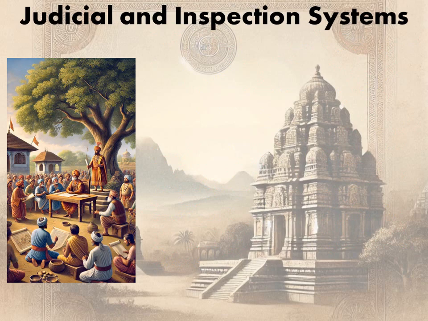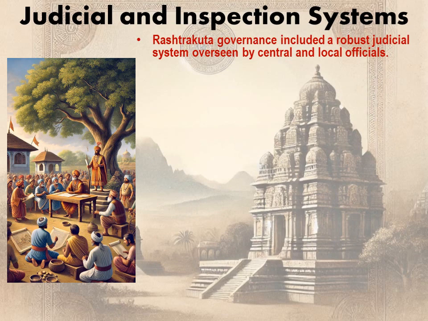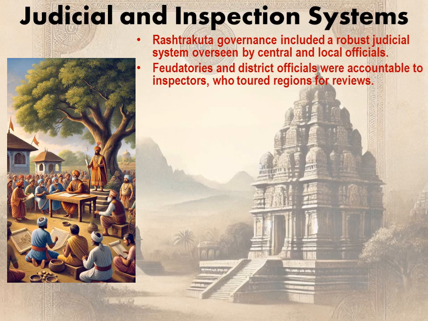Judicial and inspection systems. Rashtrakuta governance included a robust judicial system overseen by central and local officials. Feudatories and district officials were accountable to inspectors who toured regions for reviews.